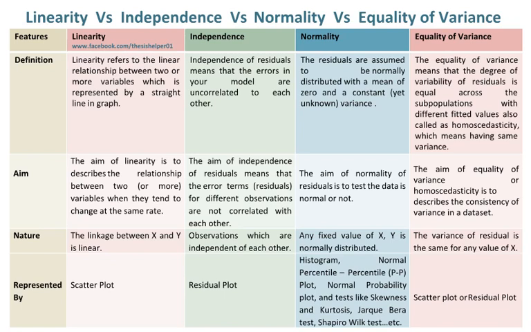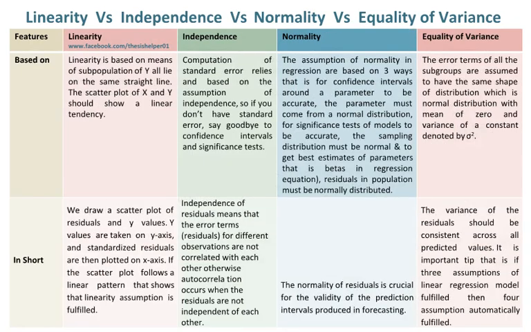Linearity is represented by a scatter plot, whereas independence is represented by a residual plot, whereas normality is represented by a histogram, normal percentile-percentile plot, P-P plot, normal probability plot, and tests like skewness and kurtosis, Jarque-Bera test, Shapiro-Wilk test, etc. Whereas equality of variance is represented by a scatter plot or residual plot.